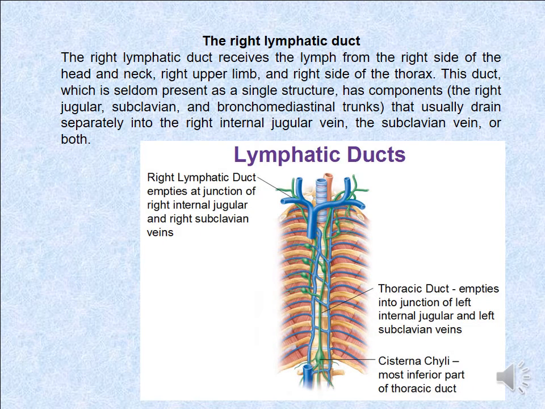The other duct, the right lymphatic duct. The right lymphatic duct receives the lymph from the right side of the head and neck, the right upper limb, and the right side of the thorax. This duct is seldom present as a single structure. Its components, the right jugular, subclavian, and bronchomediastinal trunks, drain separately into the right internal jugular vein, the subclavian vein, or both.